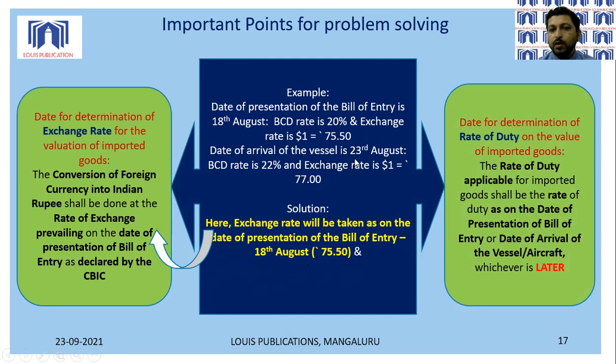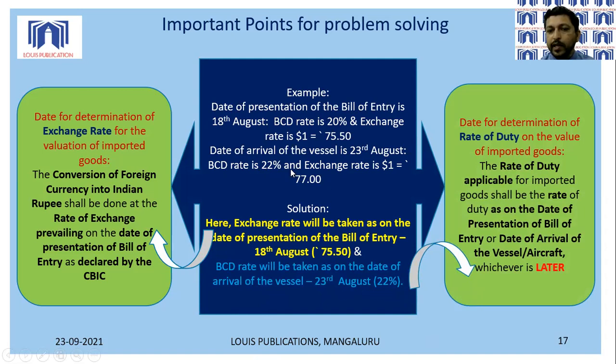Second part is, what about the rate of duty? It will be either the date of presentation of the bill of entry, that is 18th of August, or the date of arrival of the vessel or aircraft, whichever is later. The latest is 23rd August. So on 23rd August, the BCD rate is 22%, and that rate will become applicable. So BCD rate will be taken as on the date of arrival of the vessel, that is 23rd of August, and the rate is 22% and not 20%.